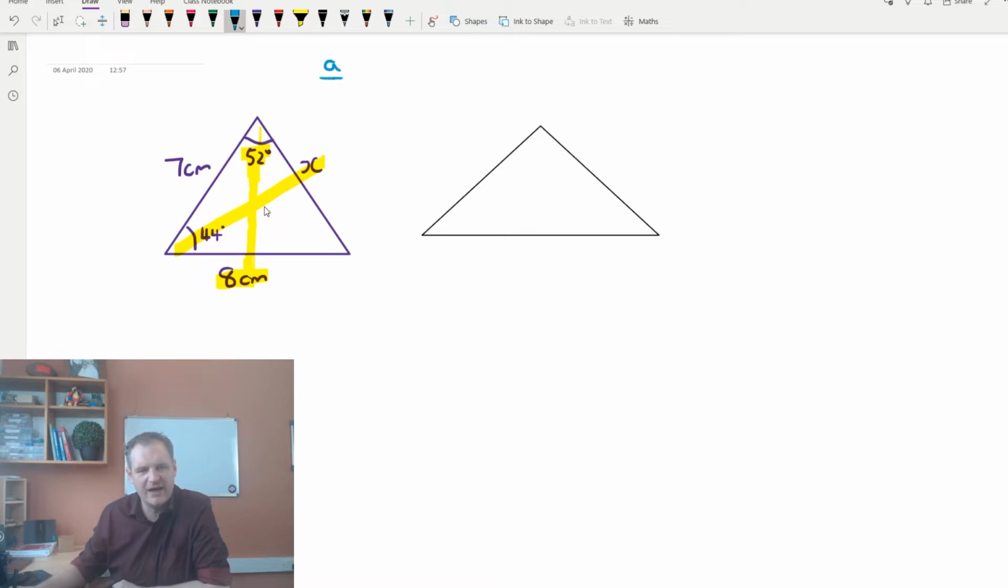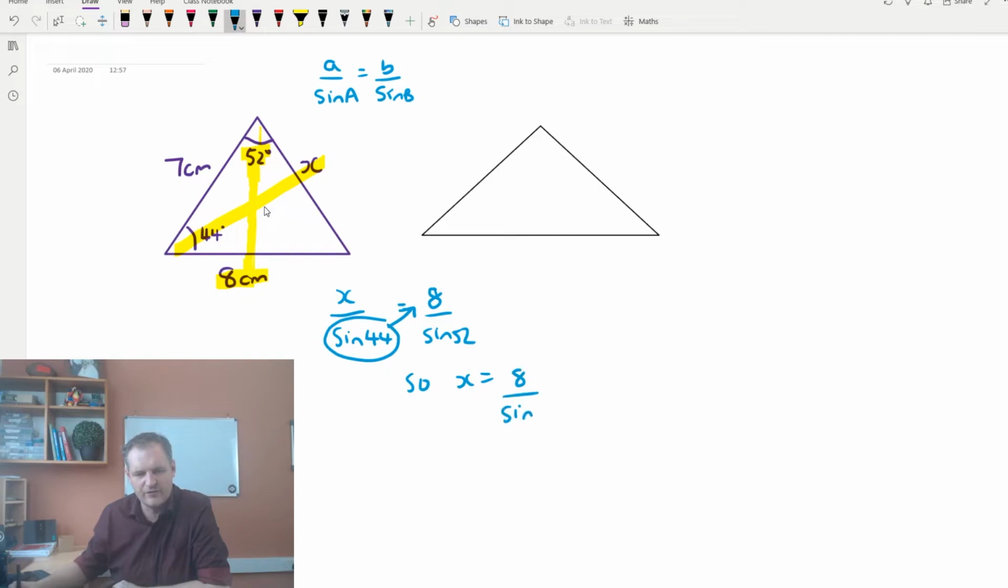In order, we then use the sine rule, which says we want a side, so we're going to use the A over sine A version. If we wanted an angle, which we'll see in a minute, we will use the sine A on top version. Now I've got pairs, I can say that the x over sine 44 is equal to 8 over sine 52. This is how this rule works. So therefore, in order to get x on its own, I take whatever's on the bottom and times it this side. So x must equal 8 over sine 52 times sine 44.